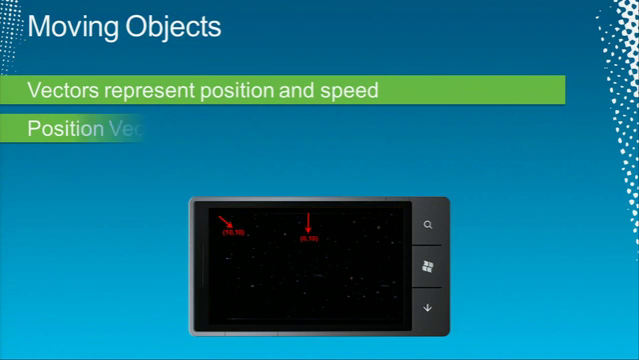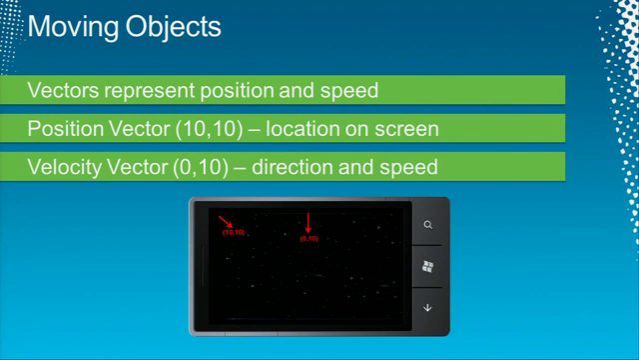All right. And then we saw the moving objects where, in this example, the position vector is 10, 10, and then the velocity vector was 0, 10. So that means that the object that was at 10, 10 would go straight down the screen at 10 pixels per frame.